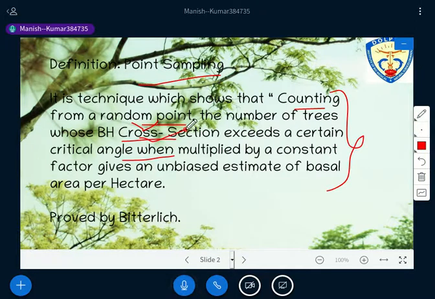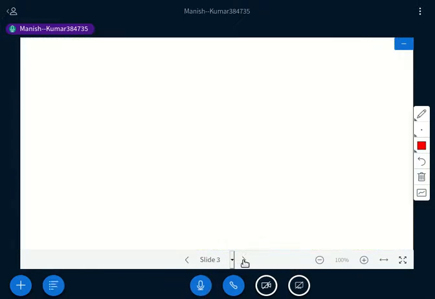But if you're talking about horizontal, then the BH cross section will be there. If we talk about vertical, then we are basically talking about the mean stand height, right? That's what vertical means here. But still this concept will be there, that we need a random point, then again the number of trees will be there, only the vertical mean stand height has to be there with a certain critical angle. So we can use this definition also for vertical point sampling. Is it okay? Now let's start.